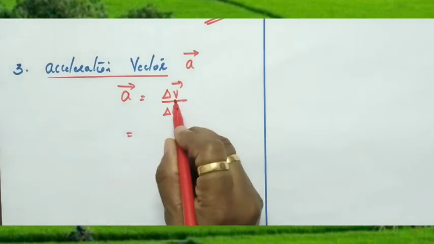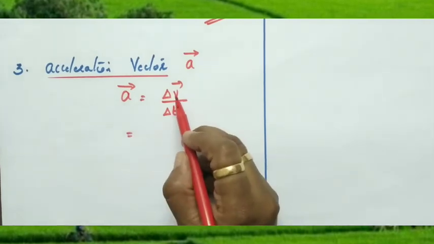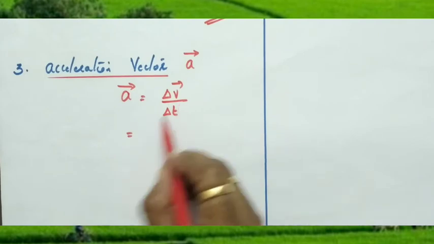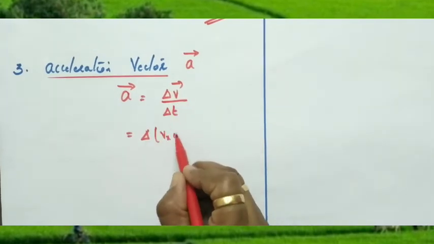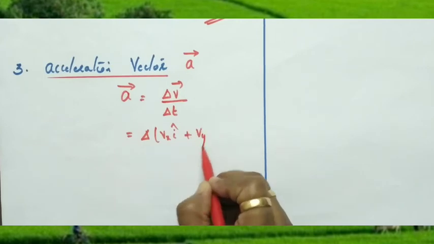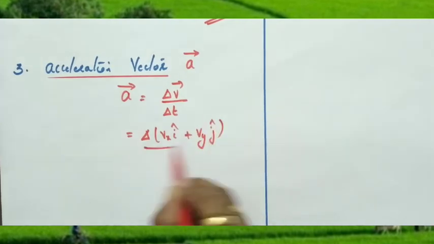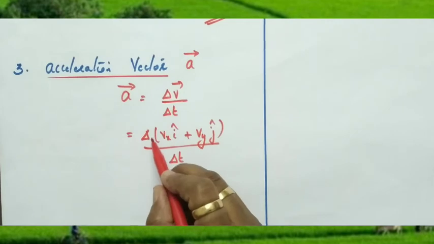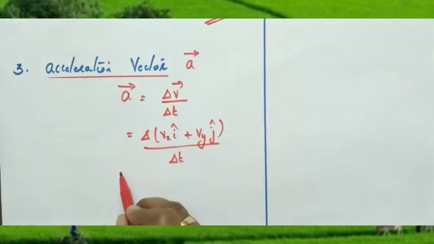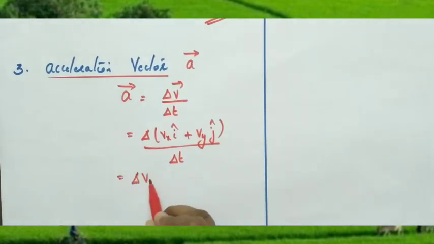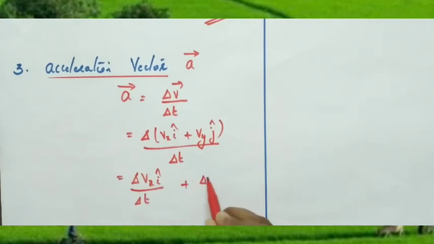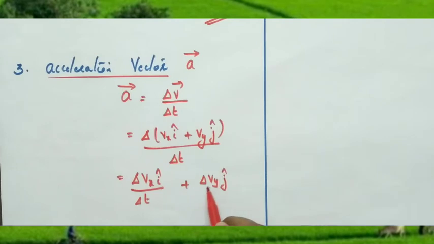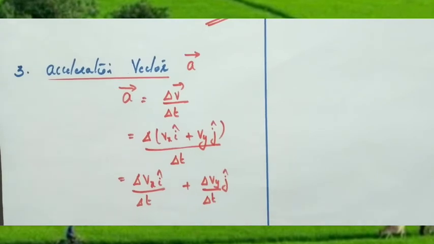What is delta v? We know that vector v equals vx i cap plus vy j cap. Similarly, we can substitute: delta v can be written as (vx i cap plus vy j cap) divided by delta t. Delta represents the change. This is equal to delta vx i cap by delta t plus delta vy j cap divided by delta t.